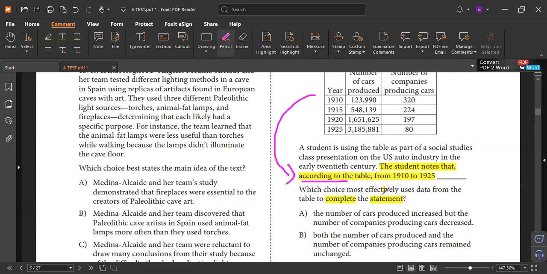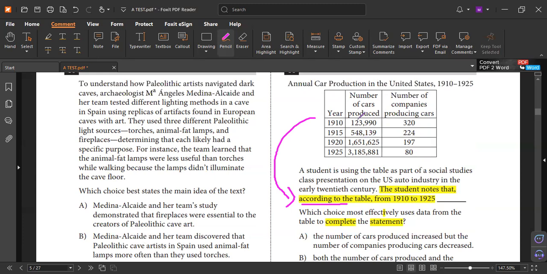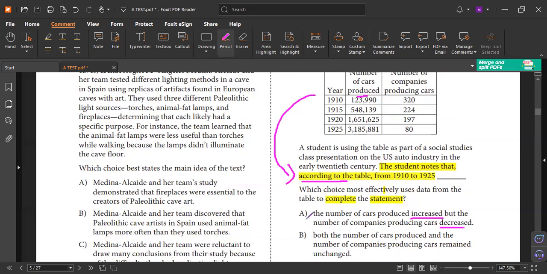The number of cars produced, here. What happened? Increased. Let's see. Increased 3 years. But the number of companies producing cars, decreased? Decreased or not? Decreased. So letter A is correct. That means you are sure about A.